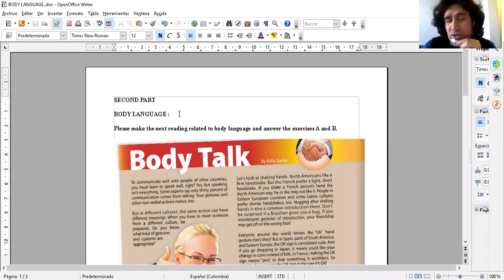It depends on the country where you are, on the culture where you are. So body language is very important. Be careful, because if you travel to other countries, you have to pay attention to your body language. Sometimes it could be offensive in some countries, okay?